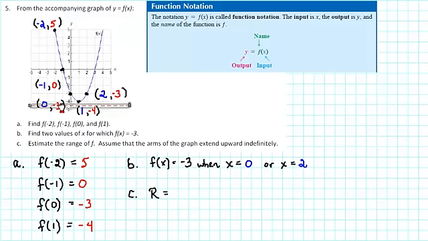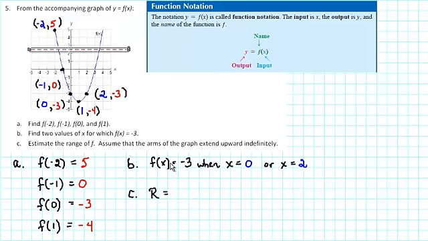As we slide the horizontal line up, we see that the first place that it intersects the graph is at negative 4. When x is equal to 1, the y value is negative 4. So negative 4 is in the range of the function. Similarly, negative 3 is in the range, negative 2.5, negative 2. As we slide the horizontal line up, we see that it continues to intersect the graph, and we're given that the arms of the graph extend upward indefinitely, and so this horizontal line is going to continue to intersect the graph forever and ever as the y values increase without boundary.